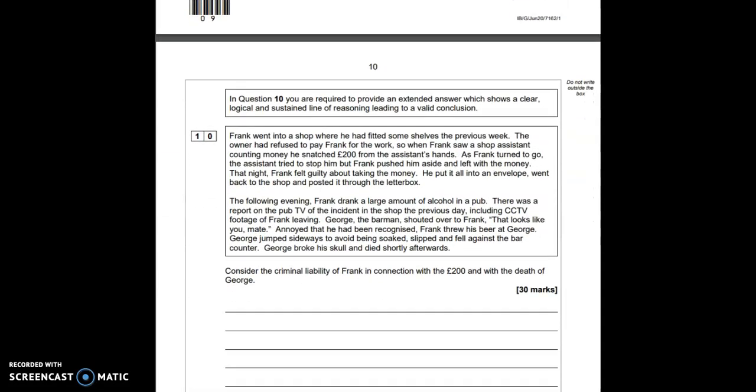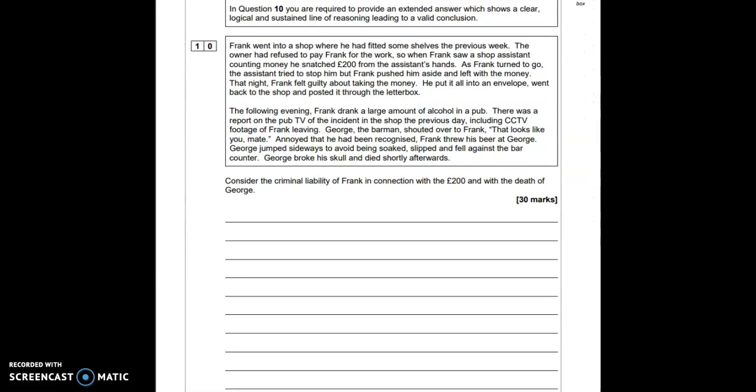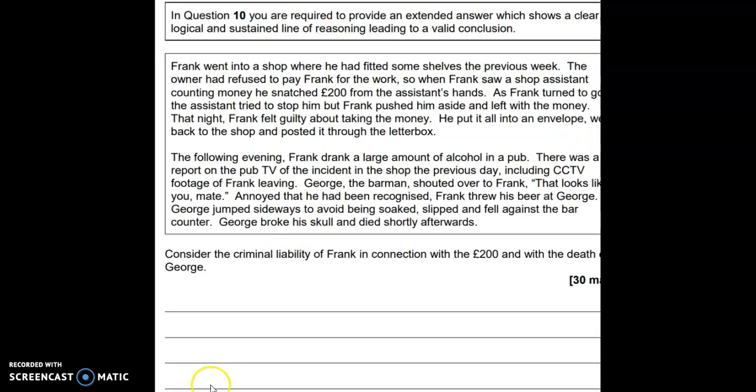And then here we are, our first 30-mark question, and it's question number 10. So we're going to look in detail at this 30-marker, and then question 11 is also worth 30 marks, so we'll take a look at that one as well. So I'll just zoom in a little bit on this scenario so it's clearer for you.